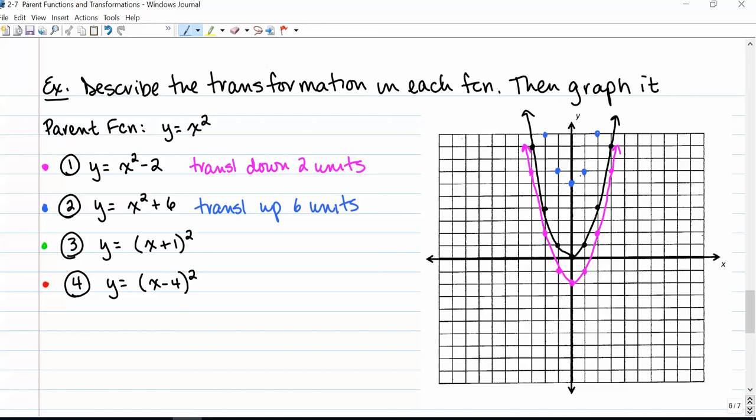So the function y equals x squared plus 6 is going to look like that. Let's go to our green one here. Y equals the quantity x plus 1 squared. You'll notice that the plus 1 is inside the parentheses and then the whole thing is squared. So this is going to be a translation of 1 unit to the left.